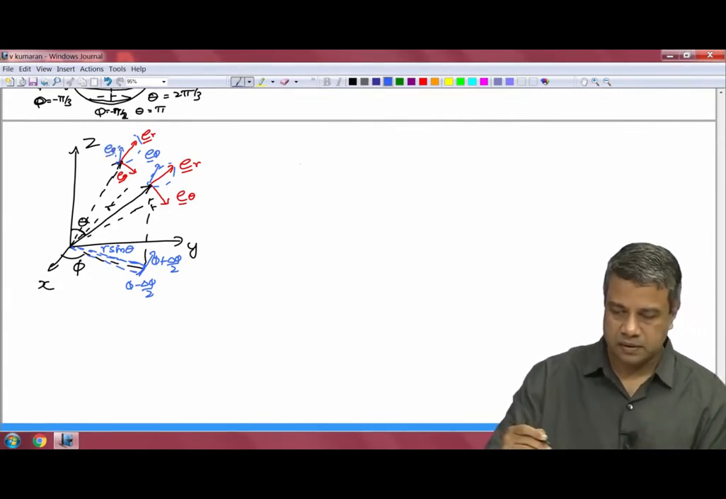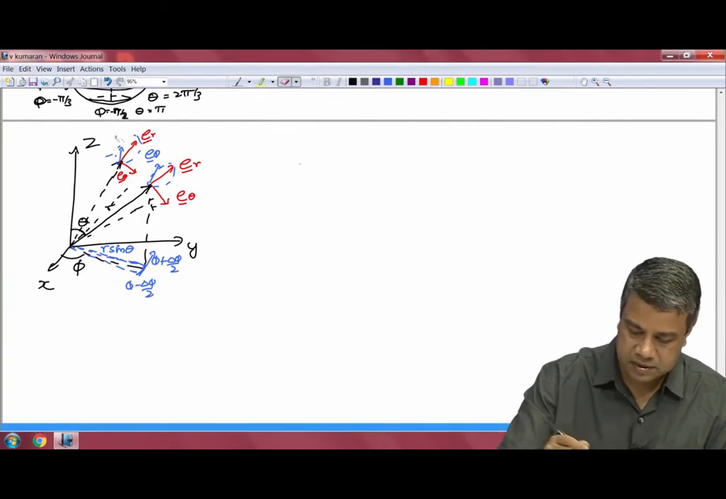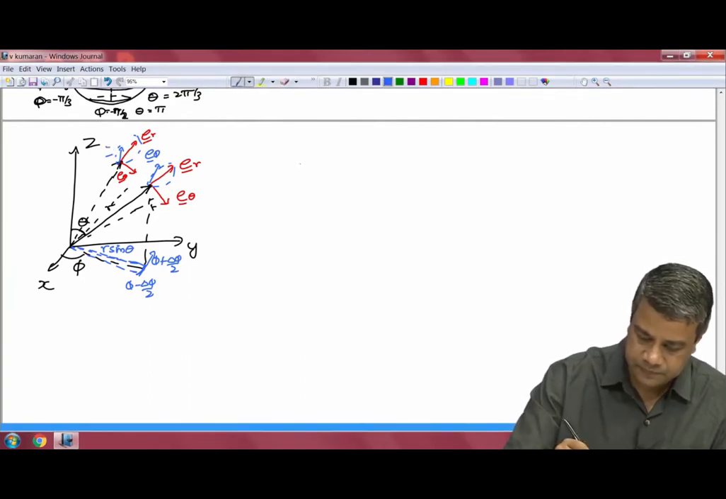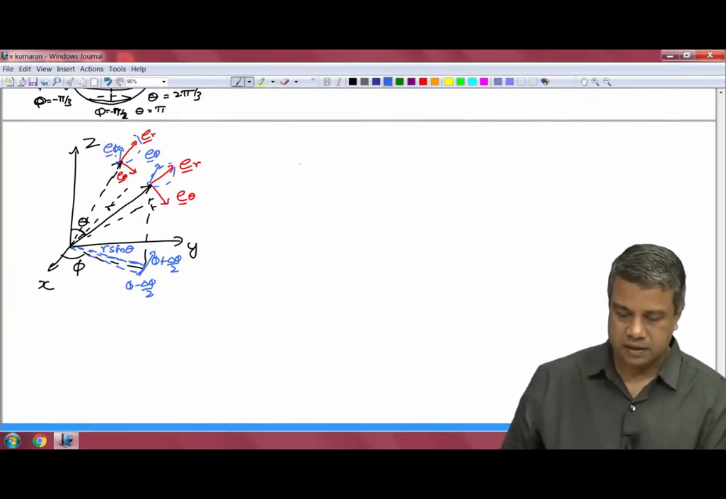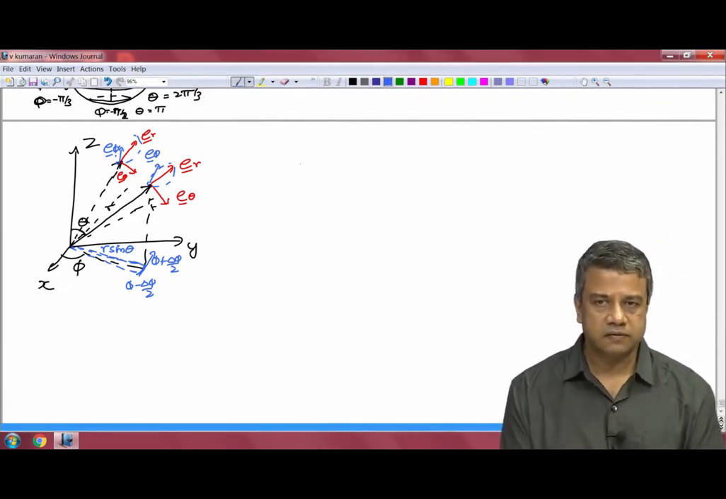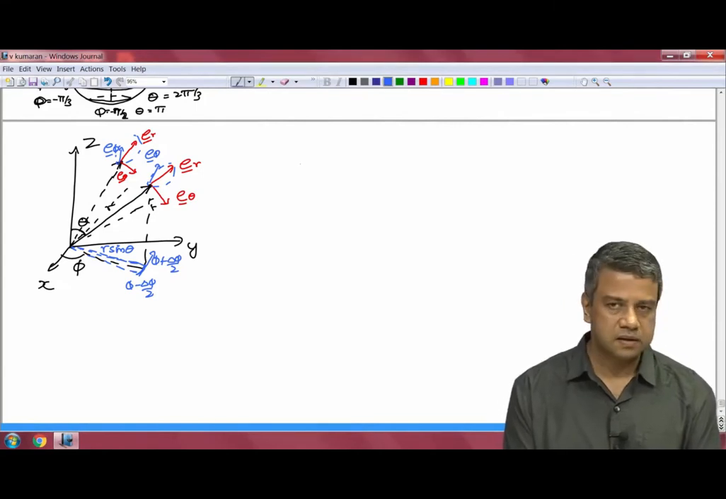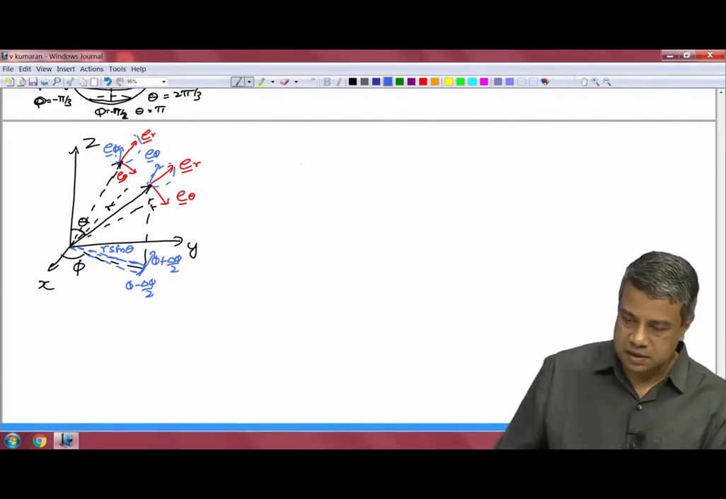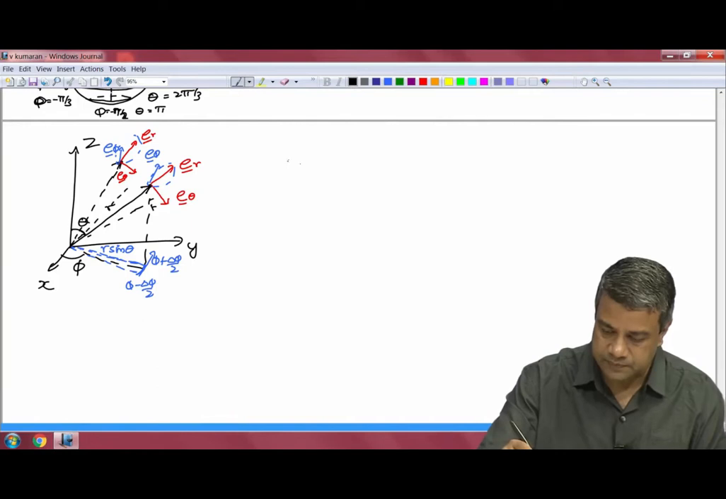are all perpendicular to each other at all points in space. The three of them are perpendicular to each other, even though the directions of those unit vectors change as position changes in this three-dimensional coordinate system.